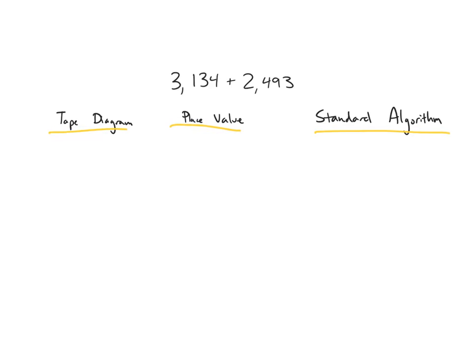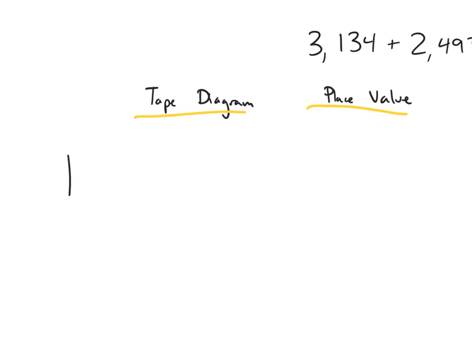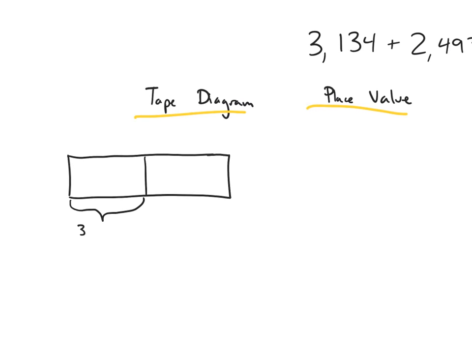To help me understand what this problem is asking me to do, I'm going to start with a tape diagram. In my tape diagram, I'm going to represent this addition problem by drawing my rectangular diagram here and then partitioning it into two parts. One part is going to represent 3,134, and the second part is going to represent 2,493. This helps me understand what addition is actually asking me to do, because the answer to this problem is going to be the combination of these two numbers together.